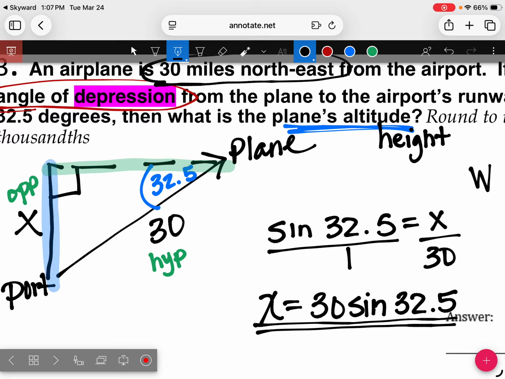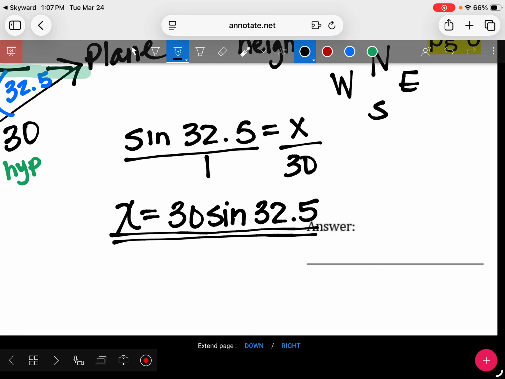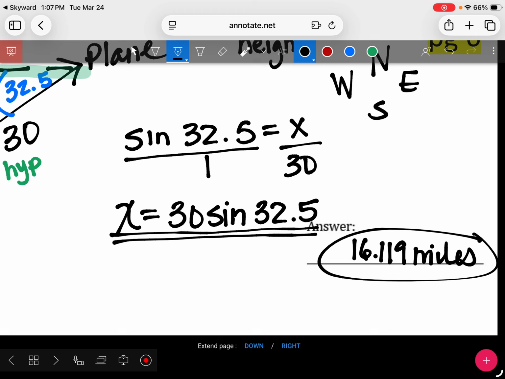Do we have to include directions like southeast, northwest? Nope, because we're not looking for a bearing. We're not looking for an angle. So the answer I got was 16.119 miles. This is a long time ago. Make sure it's right when you type it in.